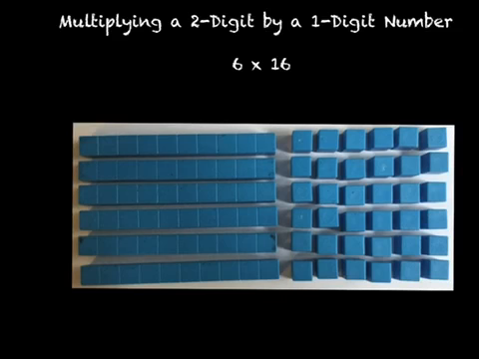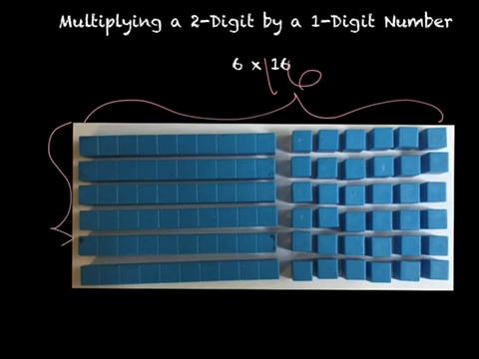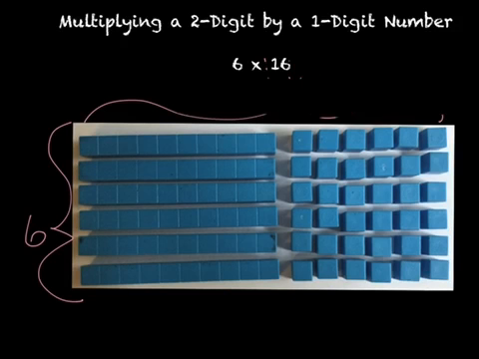So if we're going to do 6 times 16, we're going to break that apart. You see here that I have 16 and I have 6 rows. But we're not going to use the numbers 6 and 16 because they're not necessarily friendly numbers that are easy for me to work with. So I'm going to break that 16 into two different pieces so that I have friendlier numbers to work with.